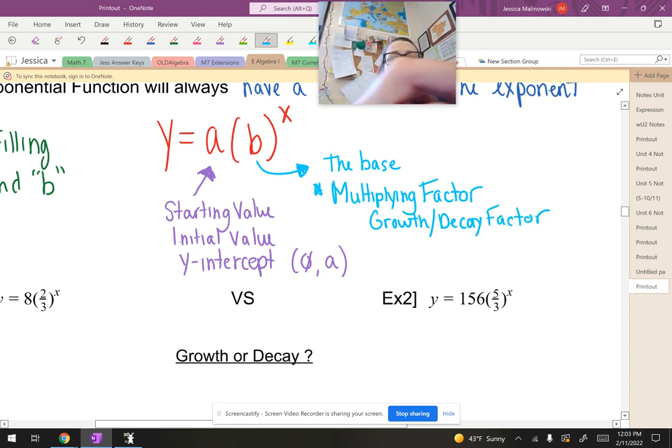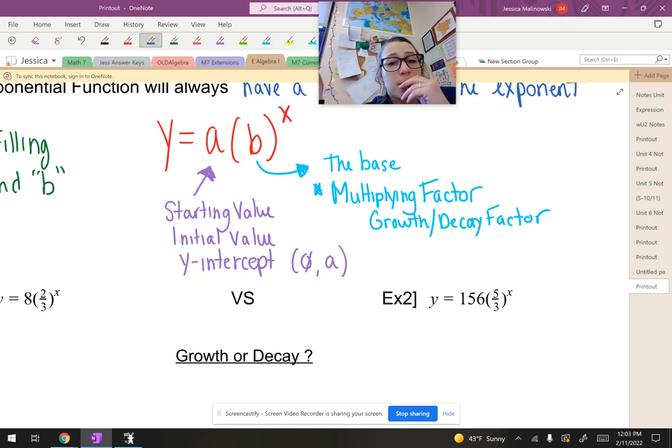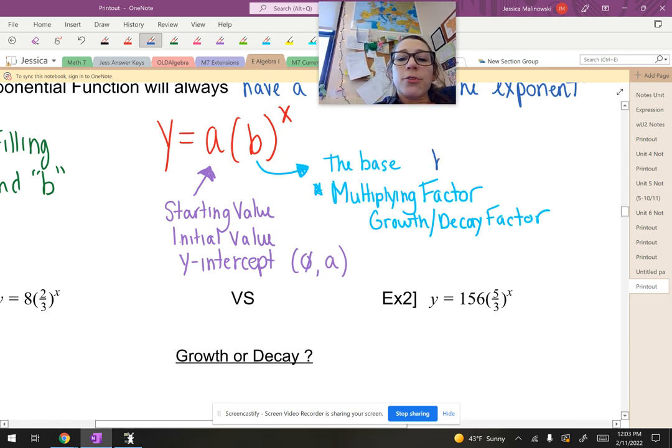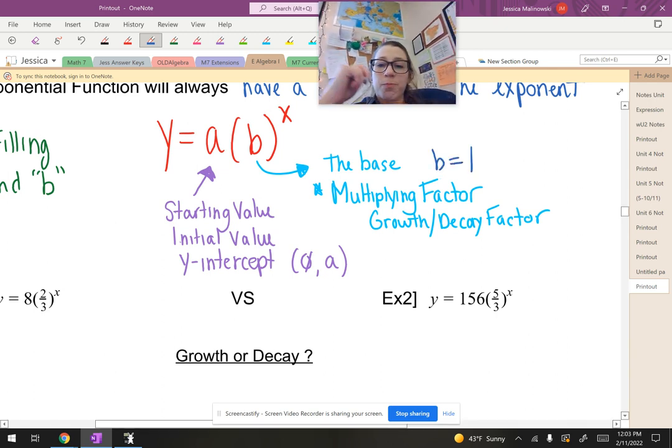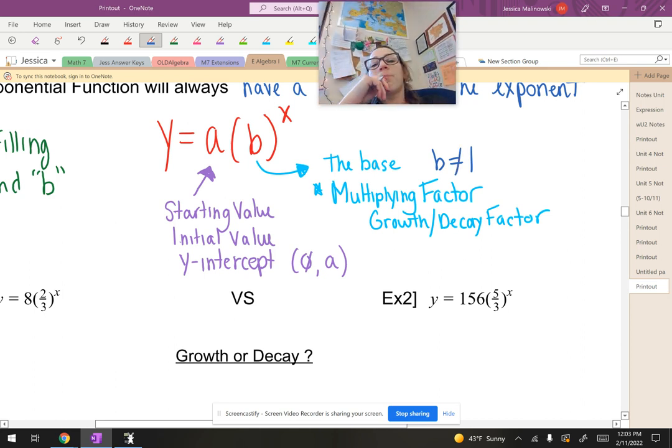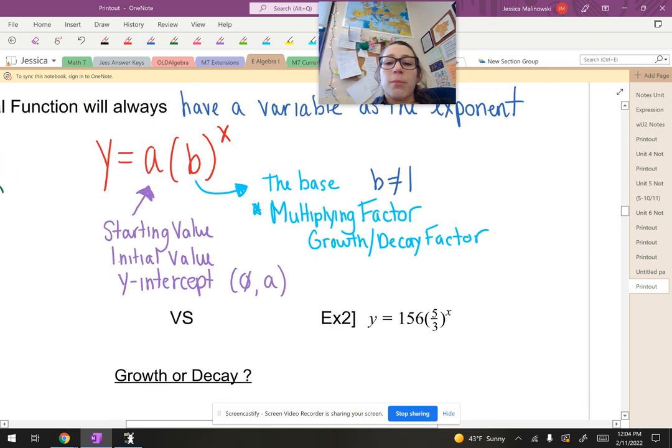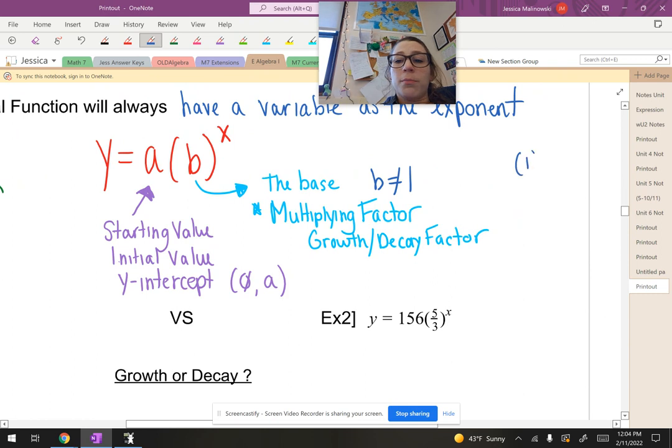Obviously, if it's growth, you would be using growth and decay. The important thing is that the b, the base, the number you're multiplying by, is never going to be equal to 1. Not equal to 1. And that's because if you think about 1 being raised to some power, 1 to the second power is going to be the same thing as 1 to the 200 power.